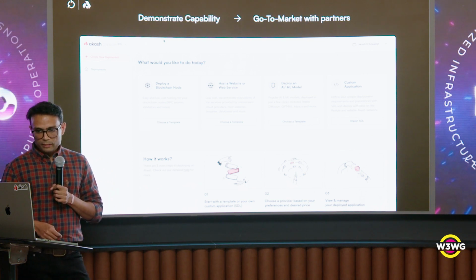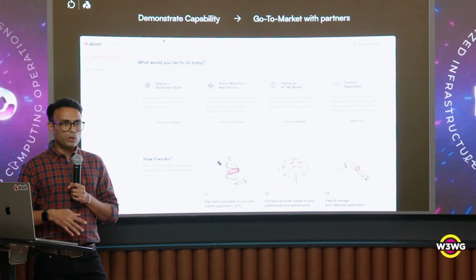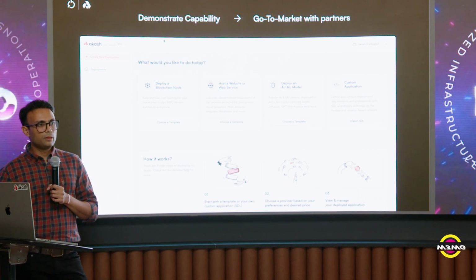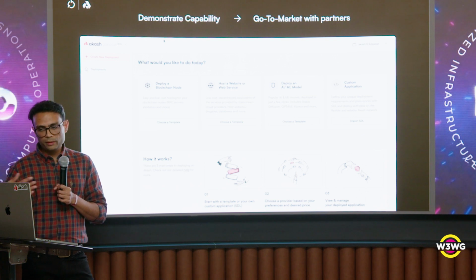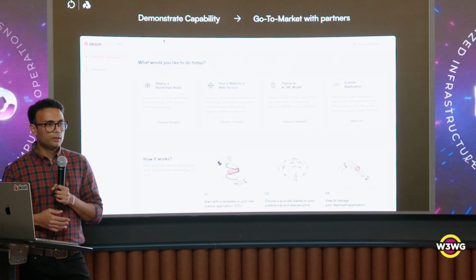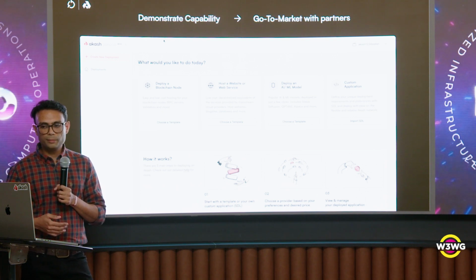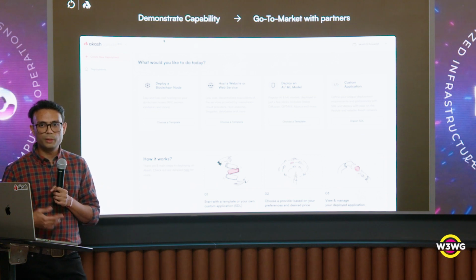So the idea here is we demonstrate capability within Console, and then we work with partners to go to market. And these are the partners that really will scale the solution, will take it to market, and make Akash network really popular out there.